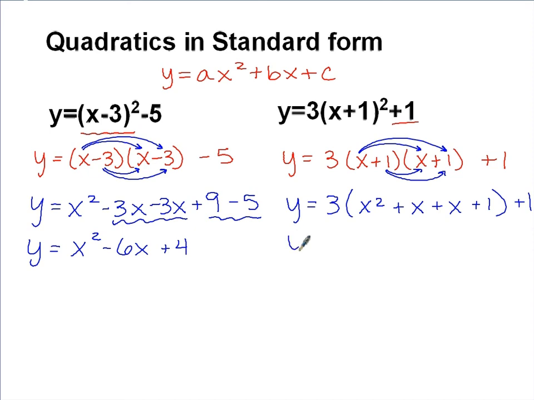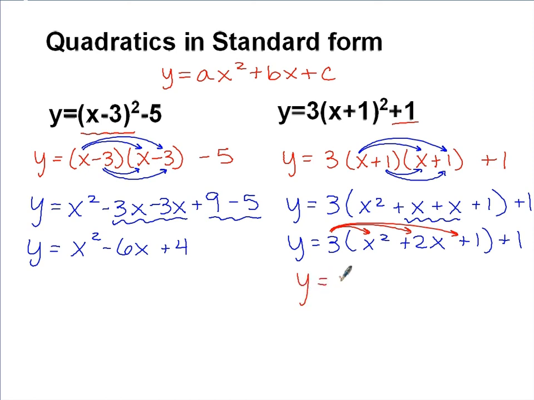Okay, now I need to combine like terms. These two are like terms. X plus x gets me 2x. So I've simplified that. Now this 3 needs to be multiplied by everything inside this trinomial, inside the parentheses. So 3 times x squared is 3x squared. 3 times 2x is 6x. And 3 times 1 is 3.